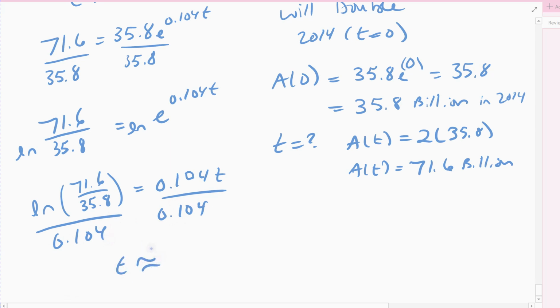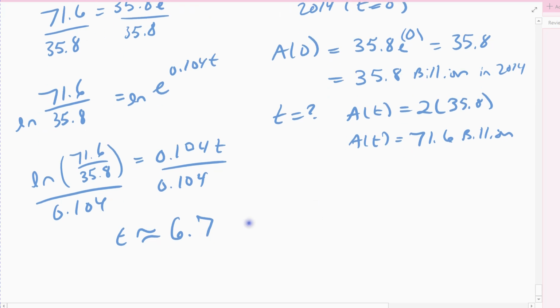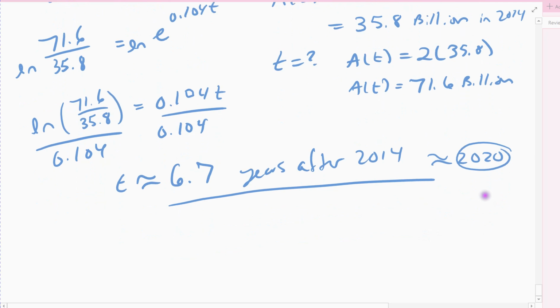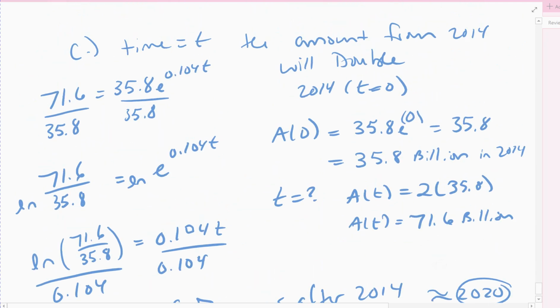So t comes out to be 6.67 if I round to 2 decimal places. Just round to 1 decimal place, so 6.7, which would be years after 2014. So almost in 2020, towards the end of 2020. That's one way you could solve it.